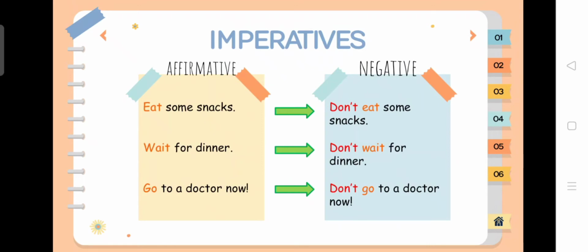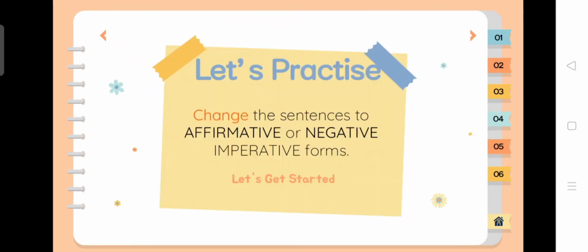Okay, let's practice. You can jot down the answers on a piece of paper, then we can check together. Alright? So what you have to do is change the sentences to affirmative or negative imperative form. Let's get started.